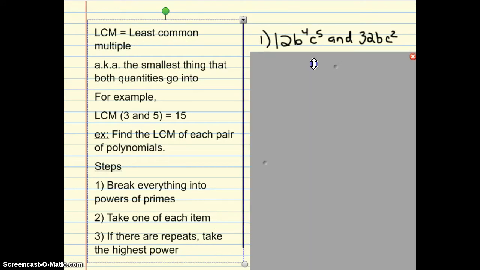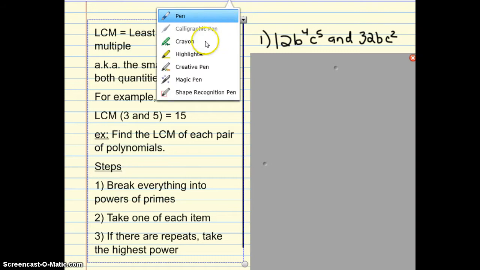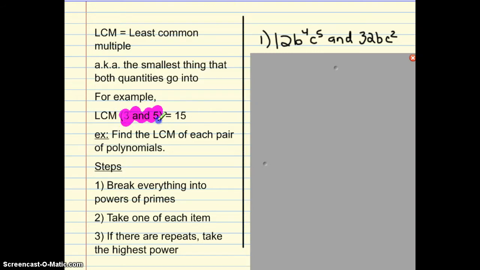Okay, I know that's a lot of text. LCM means least common multiple, also known as the smallest thing that both quantities go into. For example, the smallest thing that both 3 and 5 go into is 15. So we are going to find the least common multiple of polynomials. And how we're going to do that, we're going to start with 12b to the 4th, c to the 5th, and 32bc squared. And we're going to break everything into powers of primes.